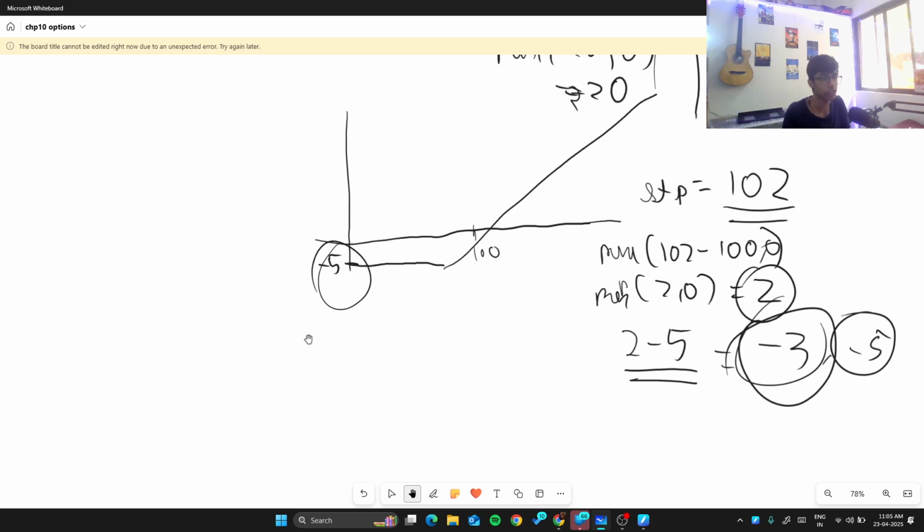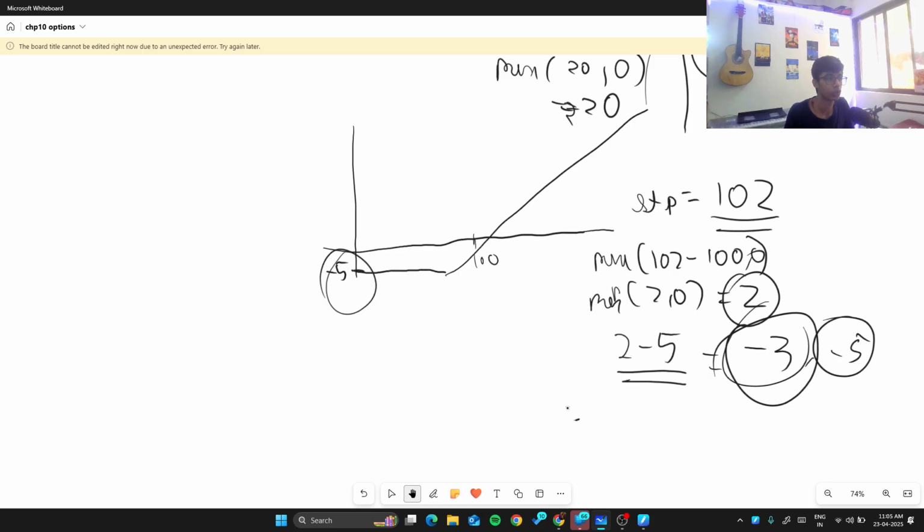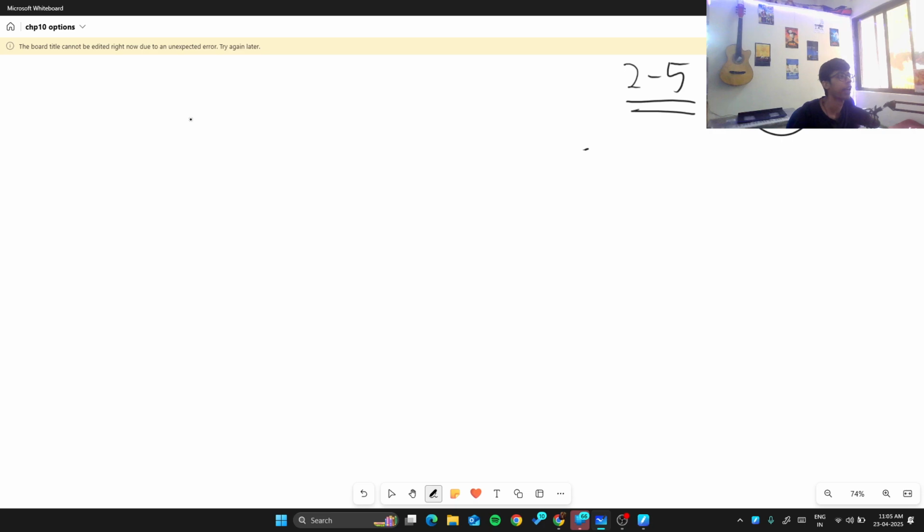So now let's see a put option. It is also very similar, right? Put option.